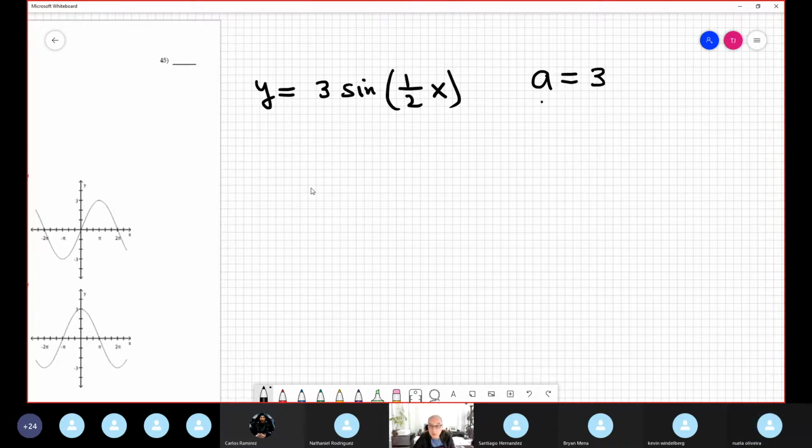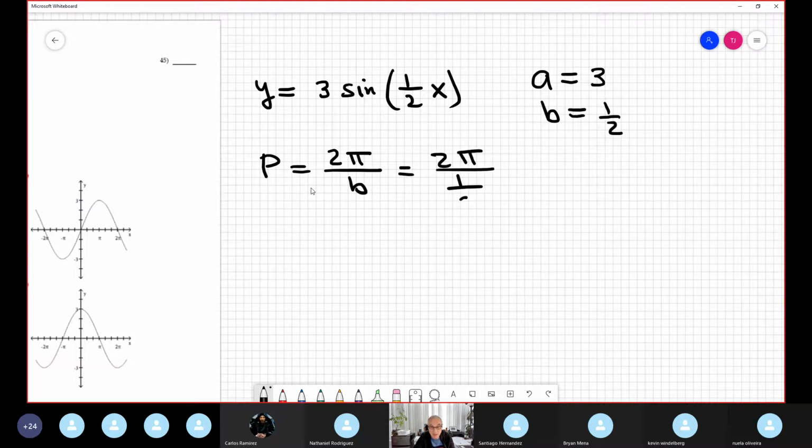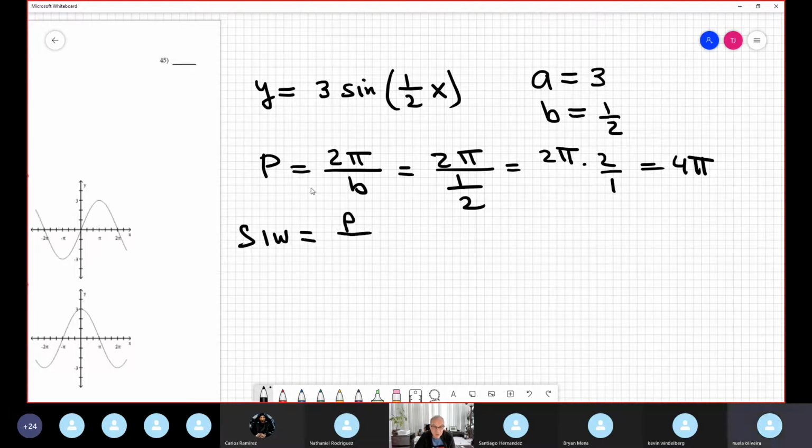We have the period, where B is 1/2. Therefore, the period formula is 2 pi over B, which is 2 pi over 1/2. So 2 pi, and you take the reciprocal, flip that, 2 over 1, flip that is 4 pi. The period is 4 pi. And the subinterval width is pi, because 4 pi divided by 4 is pi.